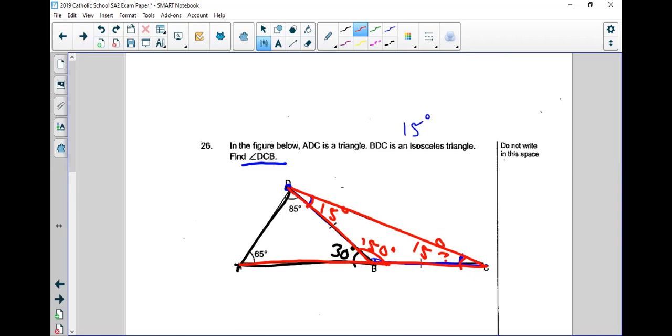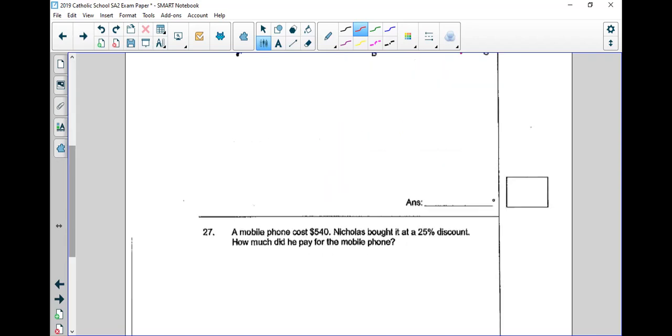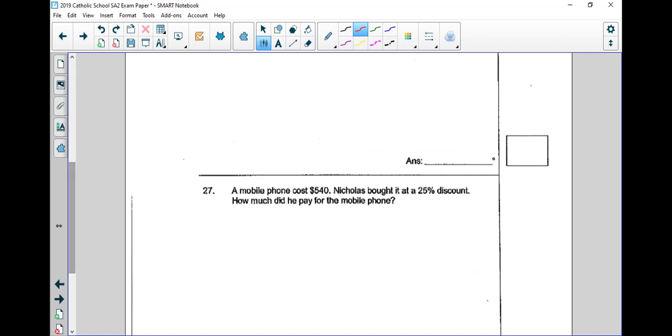So after this lesson onwards, you must know how to recognize isosceles triangle. What are the 2 angles that are equal? No more confused already. Okay. All right. Question 27. This is also very simple. Okay. Let's look at it.